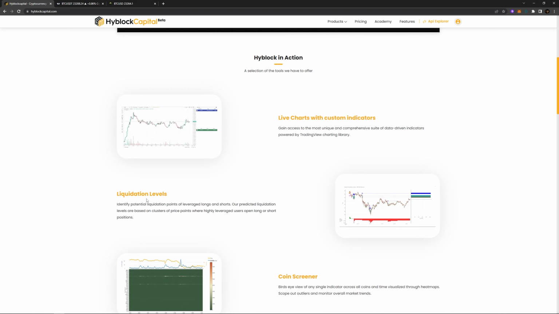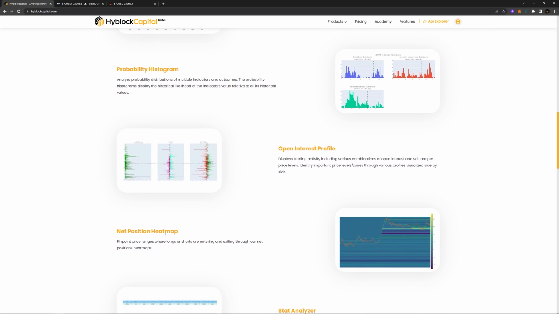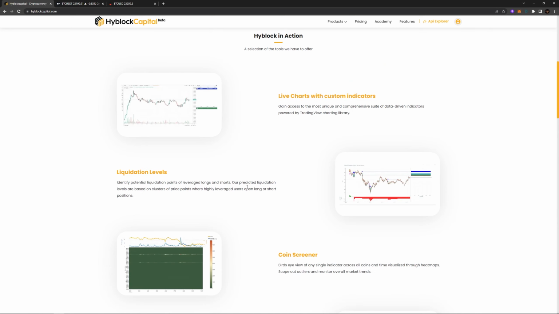For example, we can see liquidation levels, we can see a lot of data about open interest, and we also have a net position heat map that shows us exactly where the most buyers and sellers are most likely going to get taken out. So first of all, I want to start with the liquidation levels.